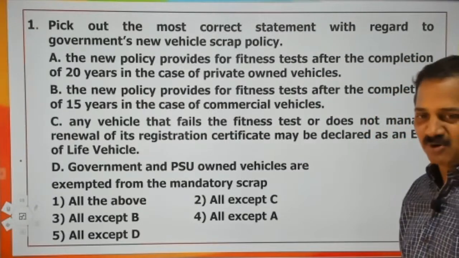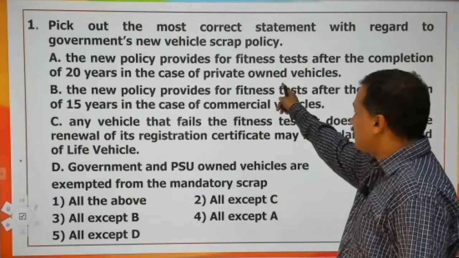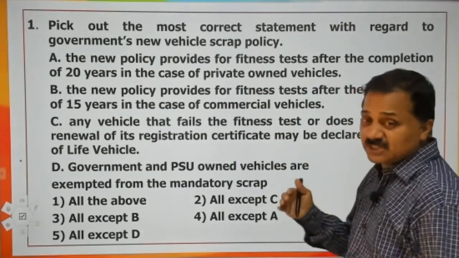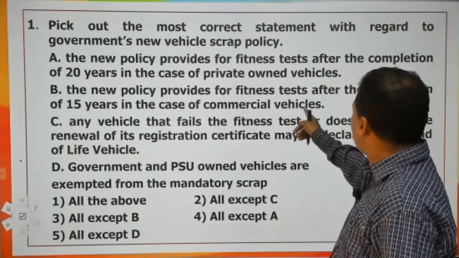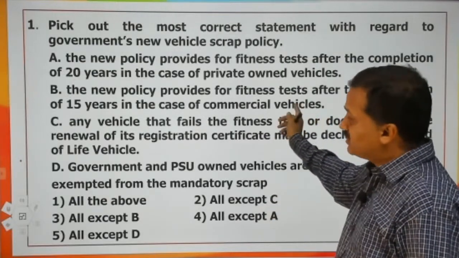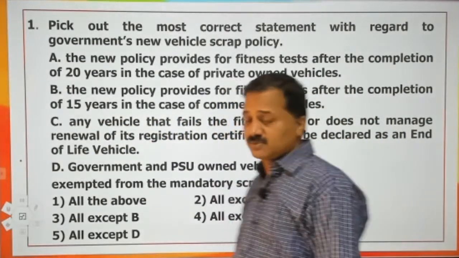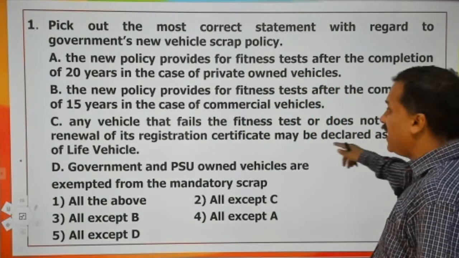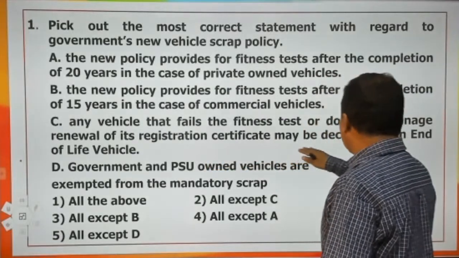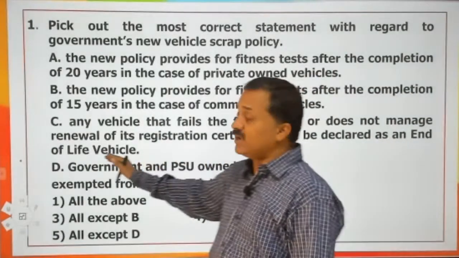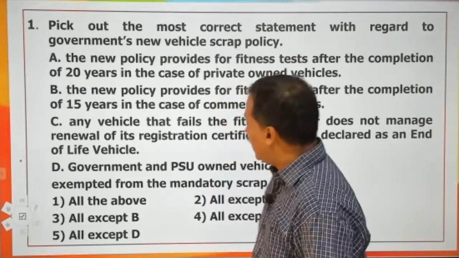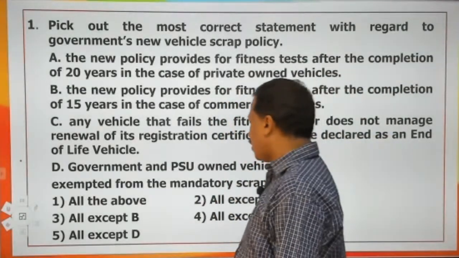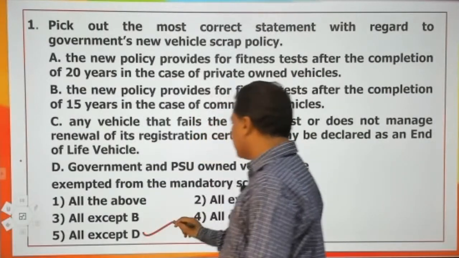Okay, so I am going to come out with the answer. The first one is correct. Privately owned vehicles will be scrapped after 20 years. Fitness test will be conducted after 20 years. For commercial vehicles, the fitness test has to be conducted after 15 years. If any vehicle fails the fitness test or does not manage renewal of registration certificate, it may be declared as end of life vehicle. And the statement that government and PSU owned vehicles are exempted is wrong. So all except D is our answer.